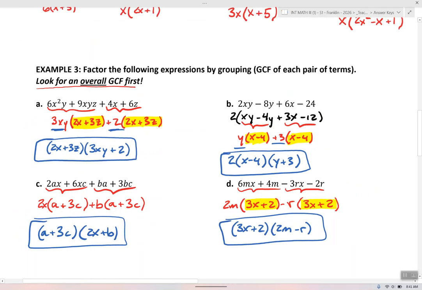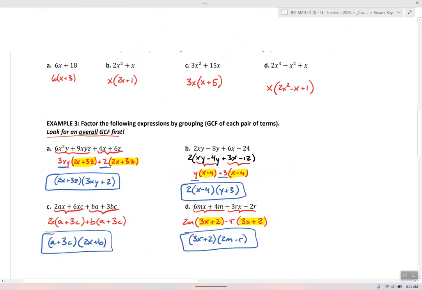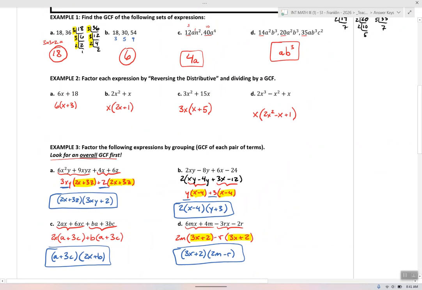So grouping is a little more complicated, but at its core, it is just using a GCF to factor out a 4-term polynomial.